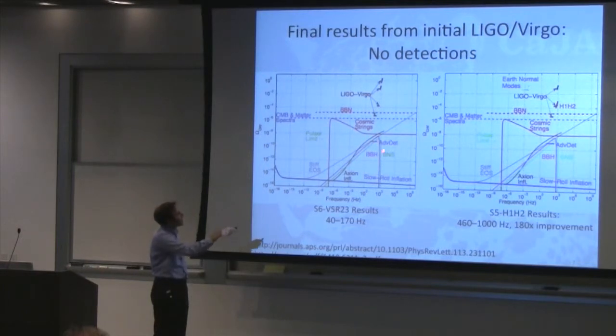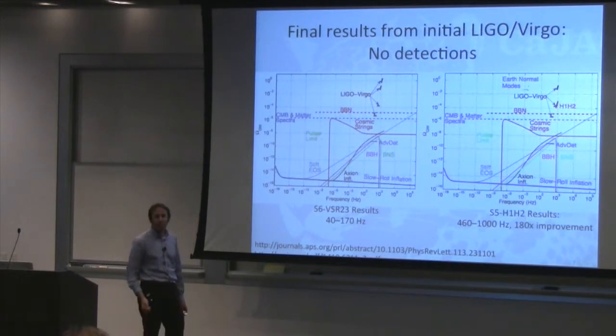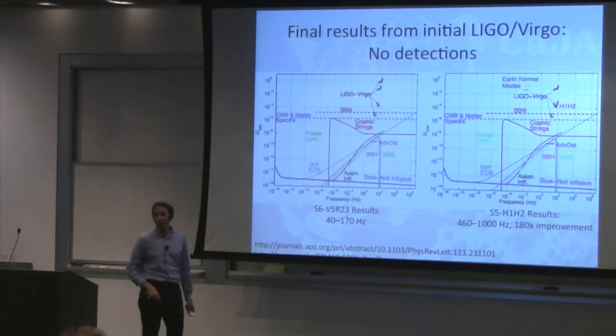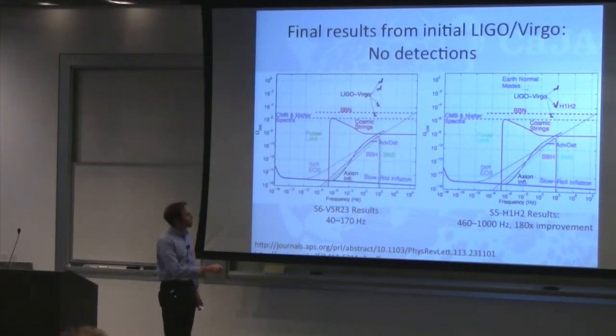And here are some predictions for what we might see from astrophysical backgrounds from binary neutron stars, binary black holes, in realistic rates. So we're not there yet with initial LIGO, but we will be getting into that regime with advanced detectors. And there are some other models included on this plot as well.